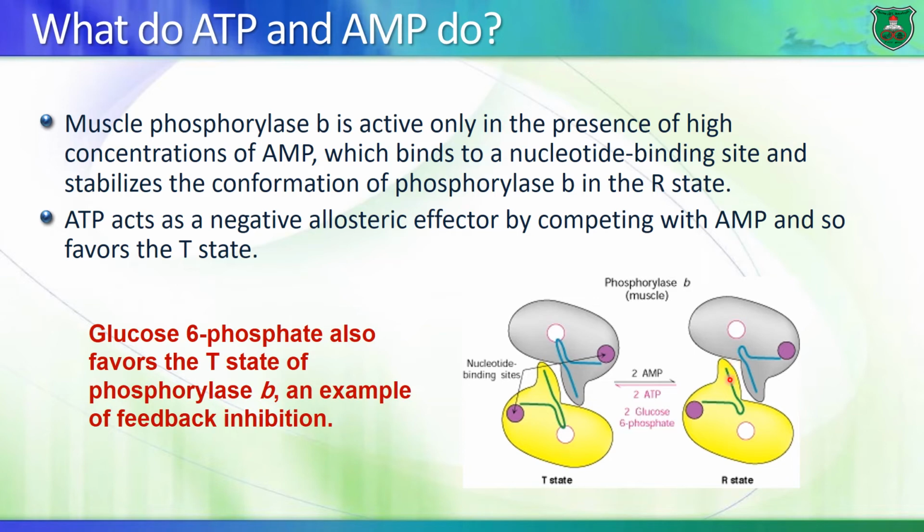On the other hand, when ATP binds to the nucleotide binding sites, the structure switches from the R state to the T state. There is no need to break down glycogen into glucose monomers. Now remember that glucose 6-phosphate also favors the T state of phosphorylase B.